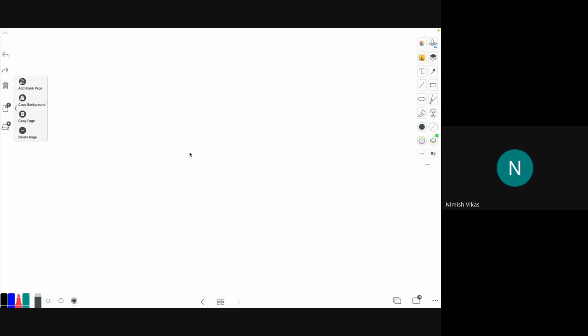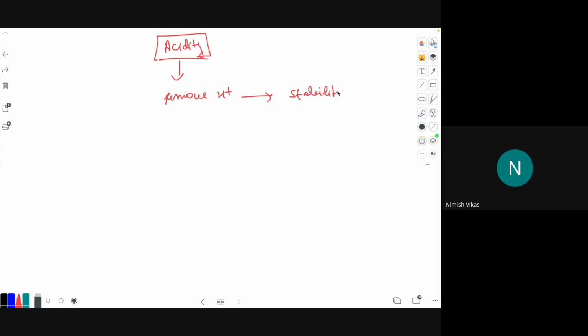So basically, this is the concept of acidity. I'll repeat it again. How do we check the acidity? First, we remove the H plus. You will form a carbanion, like CH3, COO negative, any carbanion you will form, you will remove H plus, and then check for the stability of the carbanion.